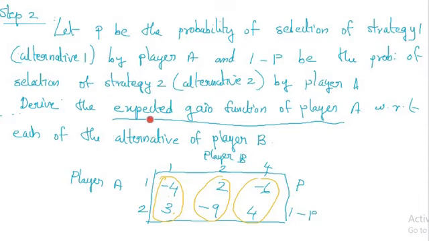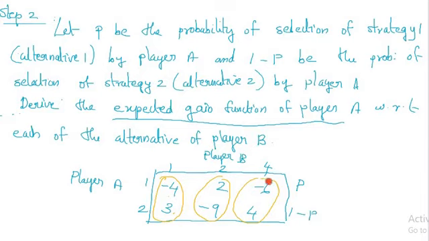Next we move on to step 2. Let P be the probability of selection of strategy 1 or alternative 1 by player A, and 1 minus P be the probability of selection of strategy 2 or alternative 2 by player A, and derive the expected gain function of player A with respect to each of the alternatives of player B.